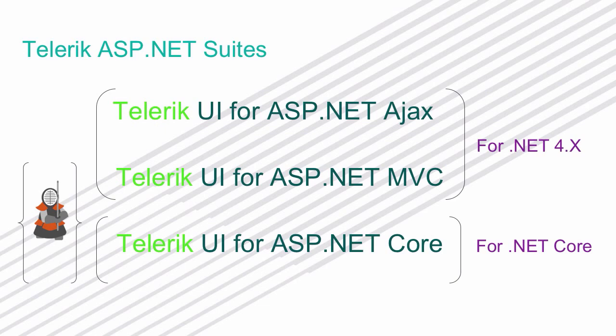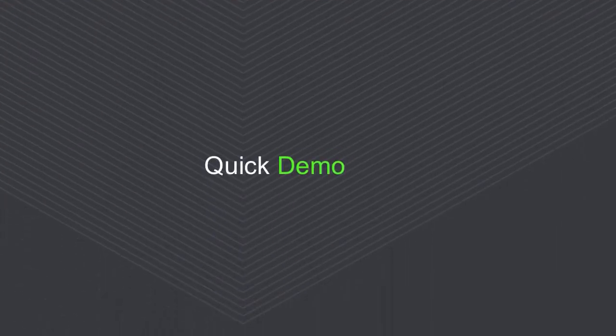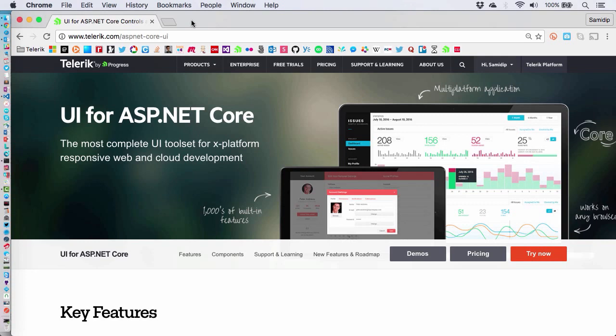But with UI for ASP.NET Core, you could optionally step outside of Visual Studio and do your development on other platforms, which makes things interesting. So enough talking, right? Let's jump into a quick demo. I'm on my Mac here, building an ASP.NET Core application outside of Visual Studio.